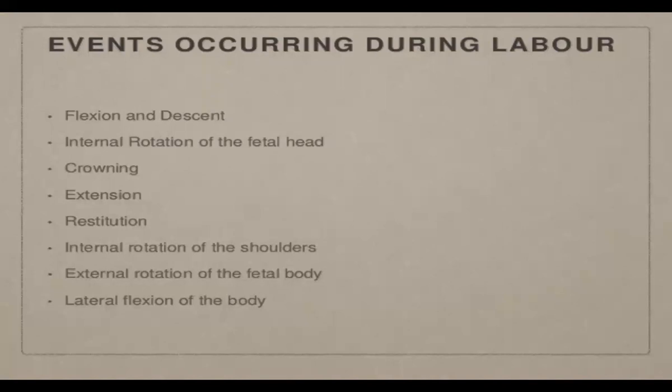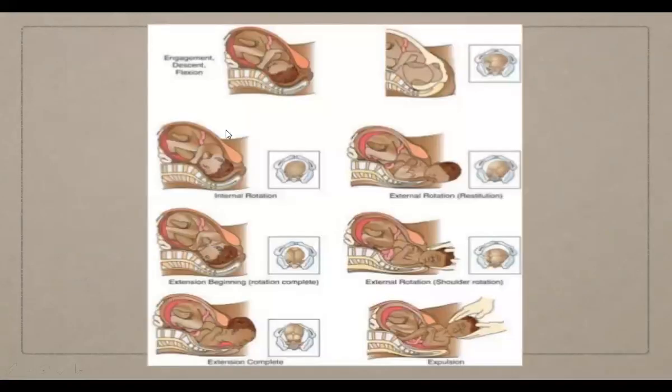And during labor, there are events which occur: first flexion, then descent, then internal rotation of the fetal head, then crowning, extension, restitution, internal rotation of the shoulders, external rotation of the fetal body, and lateral flexion of the body. So this is the engagement, descent, flexion, then internal rotation, then beginning extension, then complete extension, then external rotation, that is restitution, shoulder rotation, and expulsion.